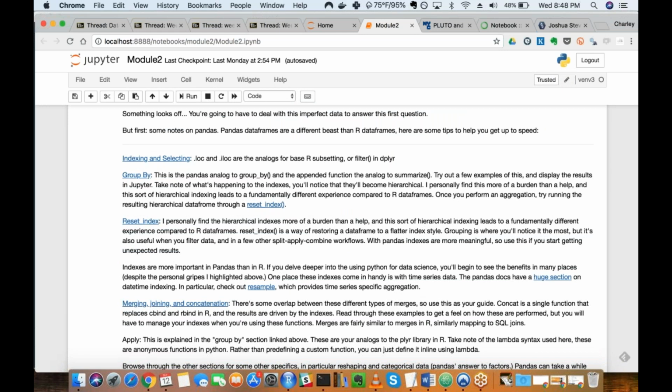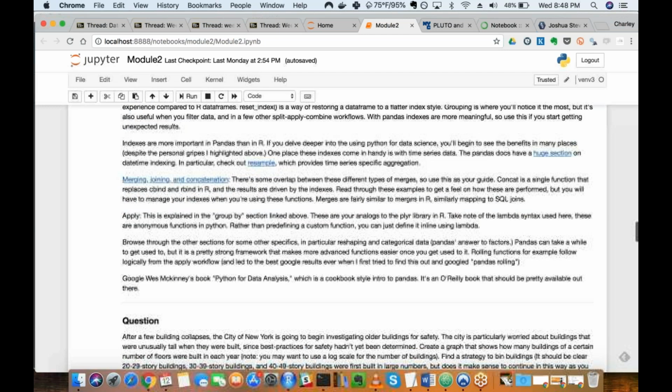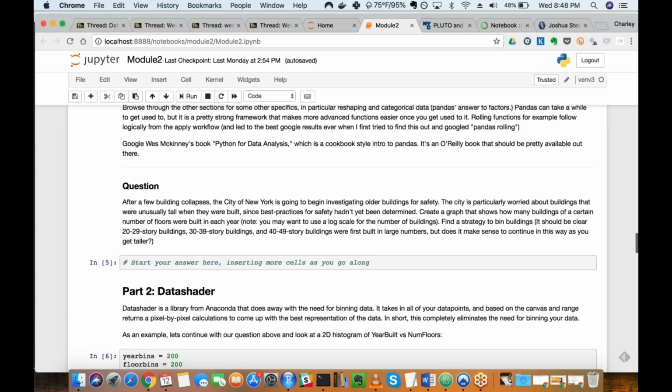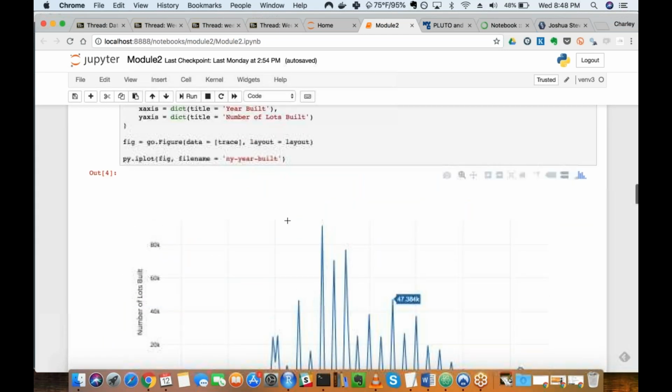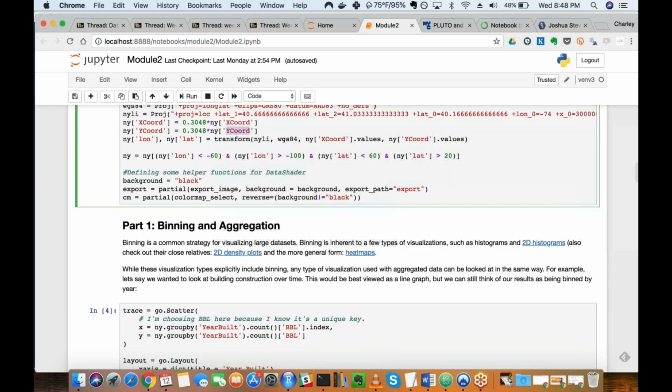And I just included some notes on pandas because I know this program focuses a lot on R. This is just what I found a useful cheat sheet, the sorts of things that, as I was working with pandas, I would have found useful to have been told. So for the first question, we're dealing with more manual aggregation and binning like this.